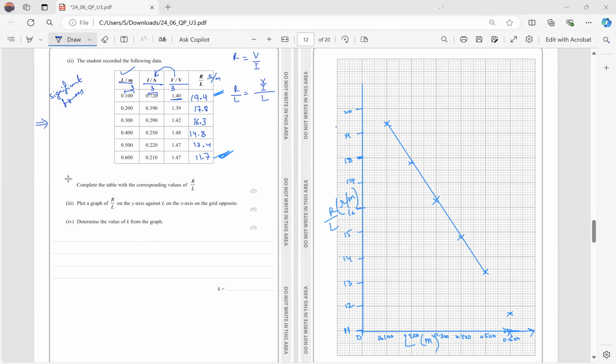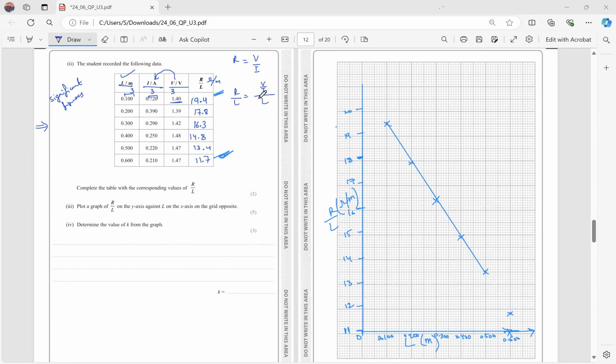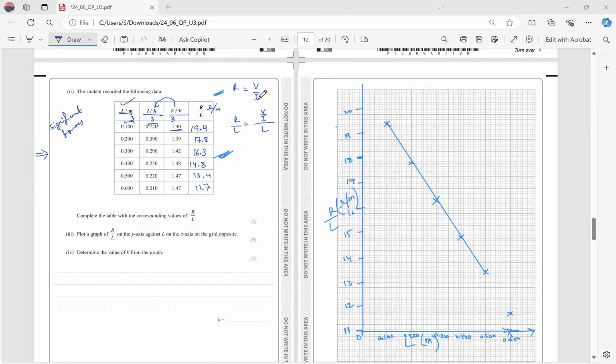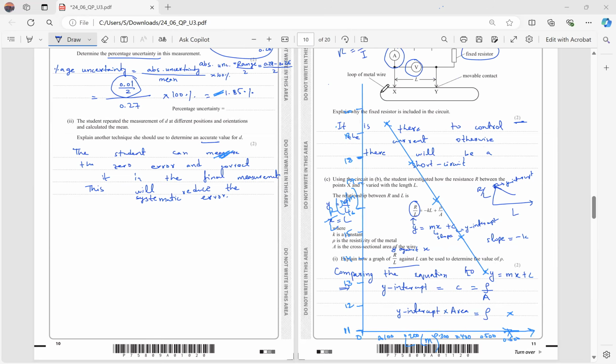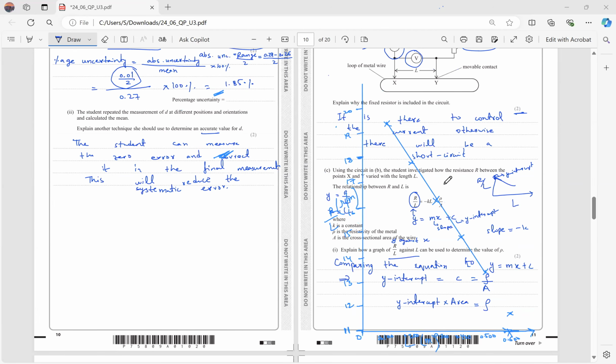Now we've got this graph and the next part is to determine the value of k from the graph. So how do we find k from the graph? Now, if you remember back above, if I change the position, my graph will change. Okay, it's okay because I was annotating. Right, so over here you can see the equation, this part I'm talking about.